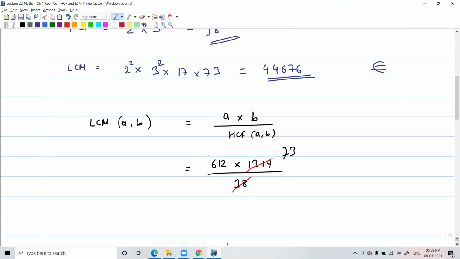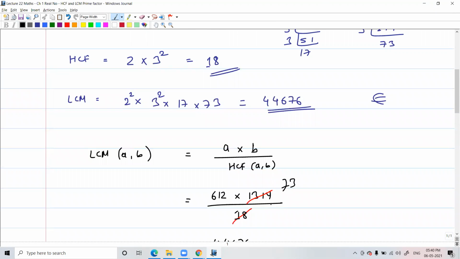So I don't think it's any different. You will have to still do the same multiplication. Anyway, this one was 612 and then 73. So the same multiplication you will have to do. But you should know this formula anyway, all right? LCM using this formula. So of course it will be the same. 676. Okay. Let's take up more questions.